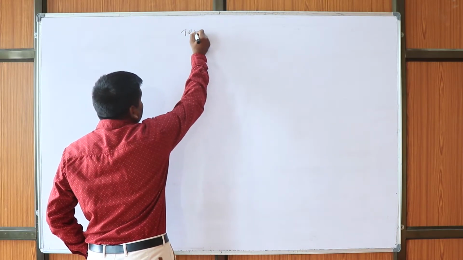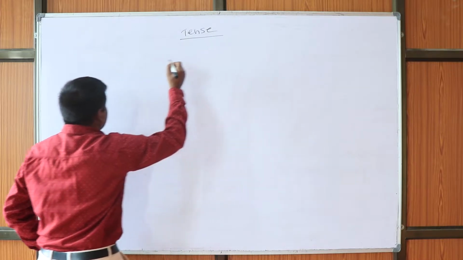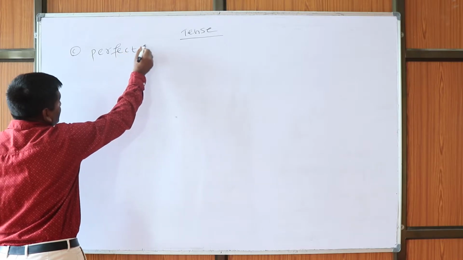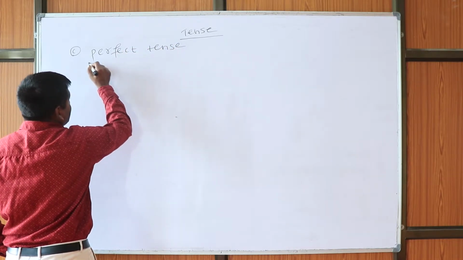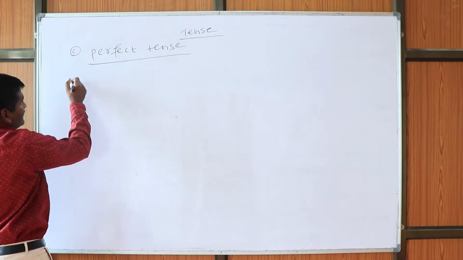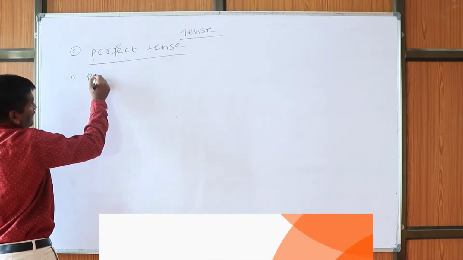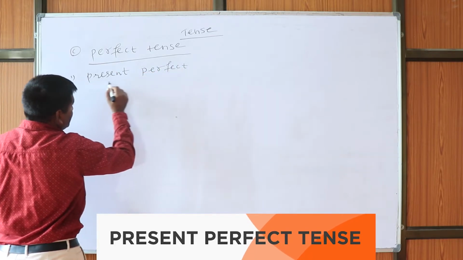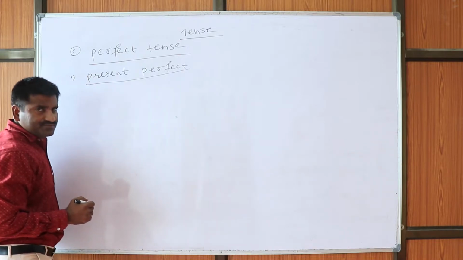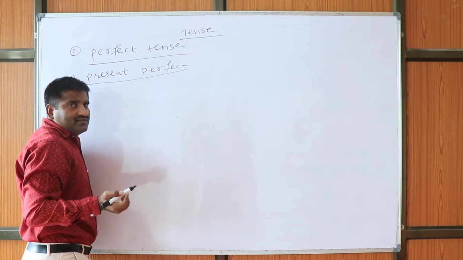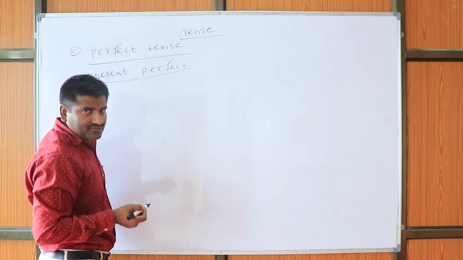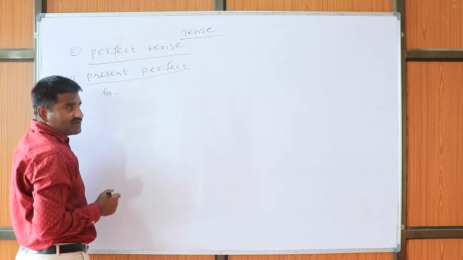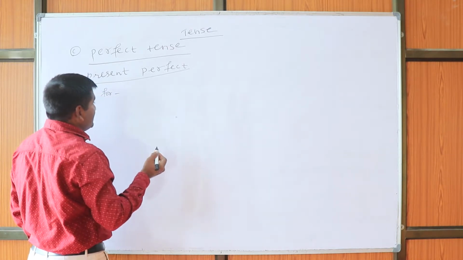So, the main topic is tense, and we are studying group C, that is perfect tense. And here the first one is present perfect. It's a very important tense. Many speakers in the world majorly use this tense. So, what is the formula or structure of present perfect tense? Do you know? That is very simple.